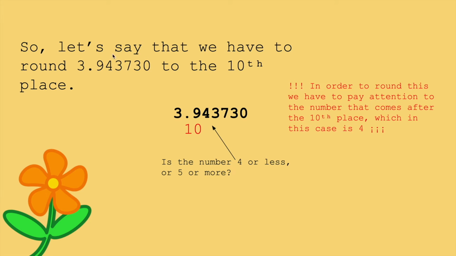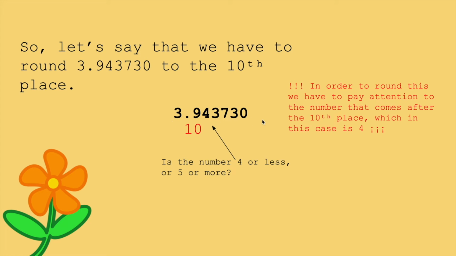Let's say that we have to round 3.943730 to the 10th place. So keep in mind that in order to round this, we have to pay attention to the number that comes after the 10th place also, because this number determines whether we are going to let the number rest or if we're going to raise the score.